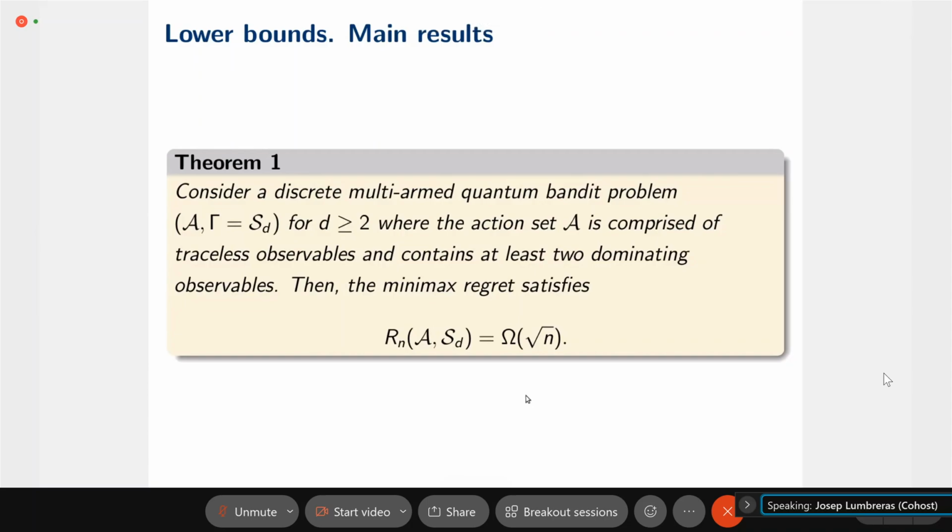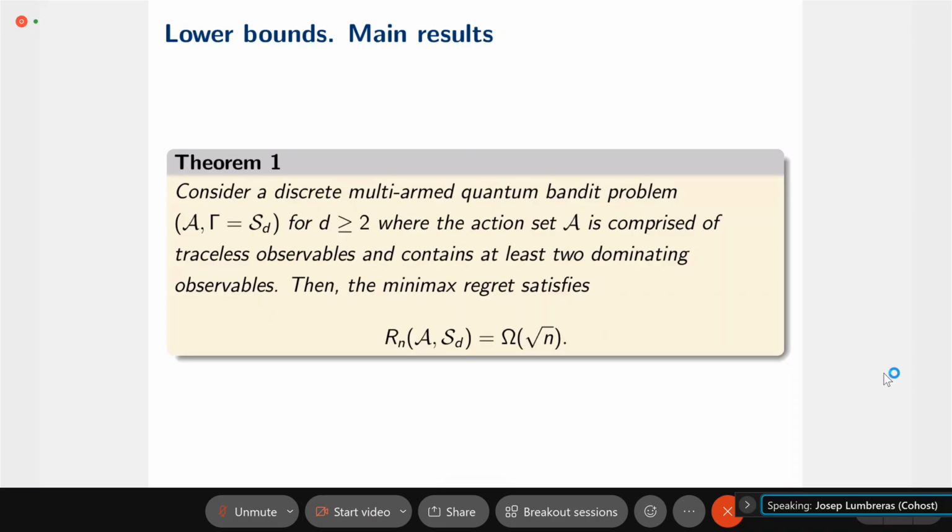So the first result that we have is that if we consider a discrete multi-armed quantum bandit, where the action set is discrete and the environment is any quantum state, then for d greater or equal to 2, if the action set is comprised of traceless observables and contains at least two dominating observables, the minimax regret has a lower bound that scales as square root of n.